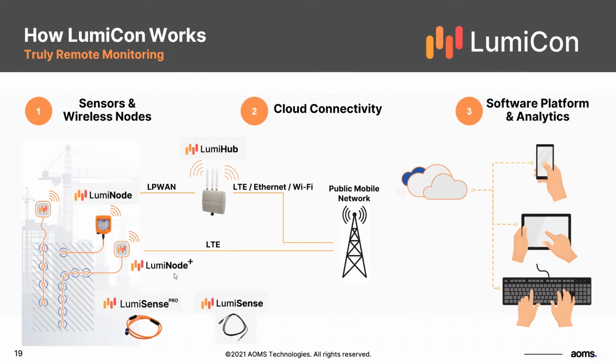So either if there's cellular coverage at the job site, our Luminode devices or Luminode Plus would be able to send the data directly to the cloud through the cellular network. Or if it is a remote site and we don't have cellular coverage, then we are able to send the data through wireless protocols to a gateway.